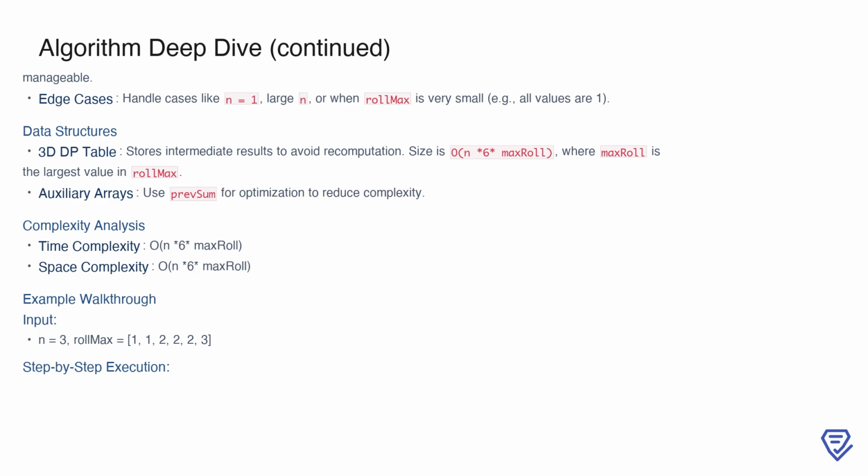The primary data structure here is the 3D DP table, which stores intermediate results to avoid recomputation. Its size is proportional to n times 6 times the largest value in rollmax. The overall time and space complexity of the algorithm are both O(n * 6 * maxRoll), where maxRoll is the maximum allowed consecutive rolls for any face value.